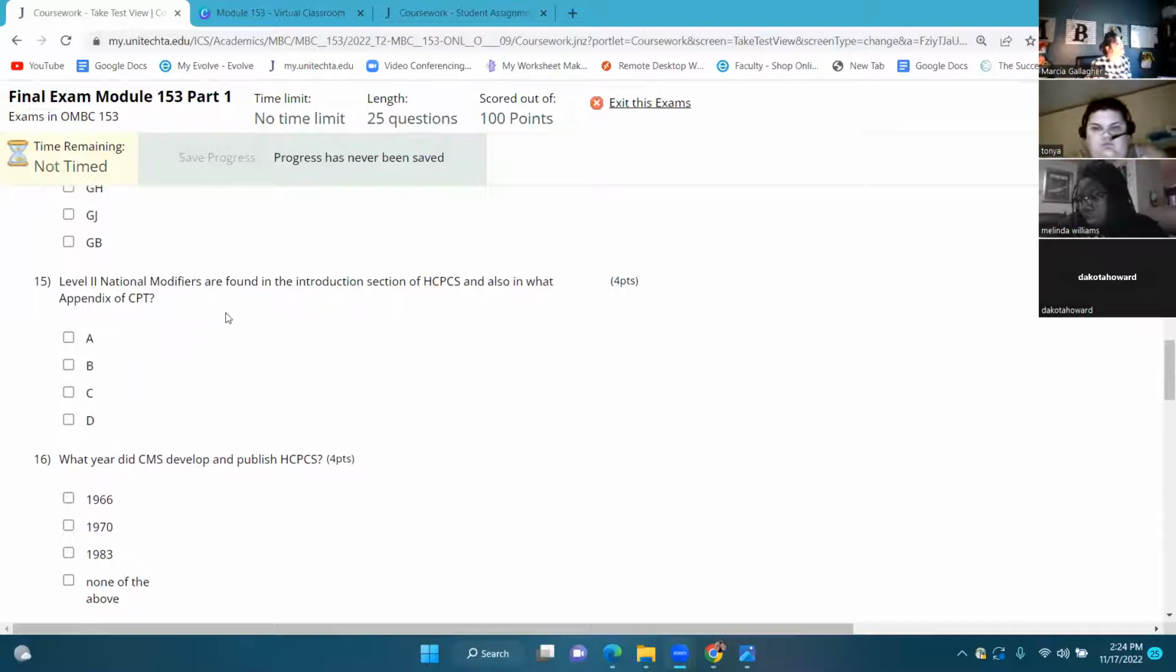Level 2 national modifiers are found in the introduction section of the HCPCS and also in what appendix of the CPT? Talking about modifiers, where are modifiers found, and in what appendix? A. That's right.